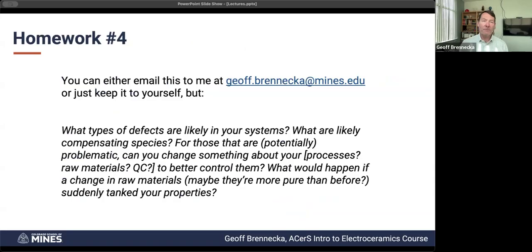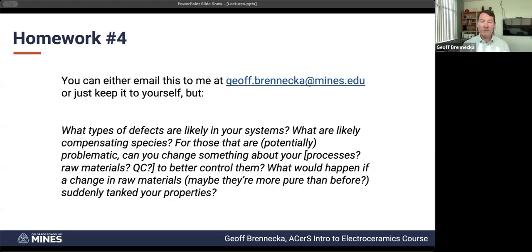All right. So another homework, and again, this is really just to make you think about what we're doing. If you want to email it to me, great. If you don't, no problem at all. But I want you to think through what kinds of defects are in your system. So maybe it's impurities that you really hope aren't there, but you don't really know for sure. Maybe you're intentionally adding dopants that are a different valence. Whatever it is, what would be important for your systems, and are they intentionally there? Are they unintentionally there? Is there some sort of unintended consequence of putting this species in there? Who knows? What happens if you change raw materials?